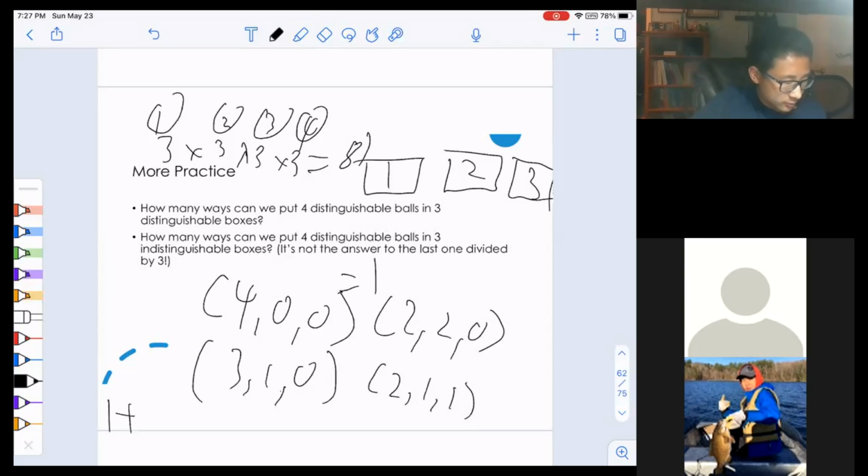So now we have 3, 1, right? And since we can tell the balls apart, that means that one ball would be different from the other 3. So since we have 4 balls, there's 4 ways to do this, since we're basically just choosing 1 from 4. And next we have 2, 2, 0. And since we're choosing 2 from 4, that means that we have 6 ways of doing it.